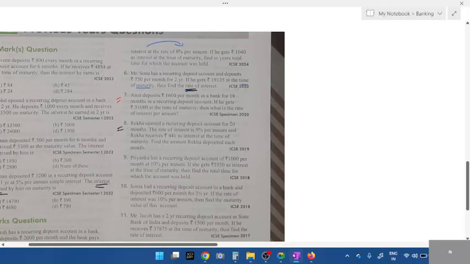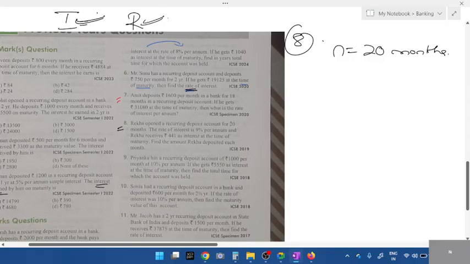All of you respond. Eighth one. What is given, students? Rekha opened the RD account for how many months? N is equal to 20 months. So far, what are the questions we did? We did a question to find interest. Then next, rate. Now the principal question. What is the rate of interest given, students? 8.9 per annum.